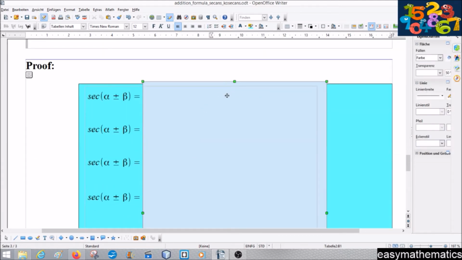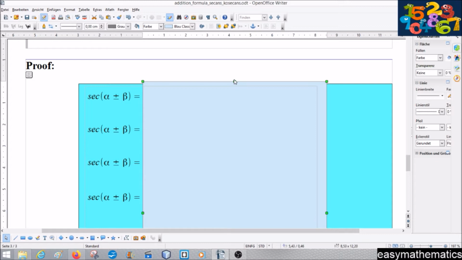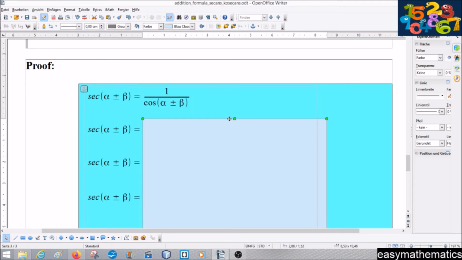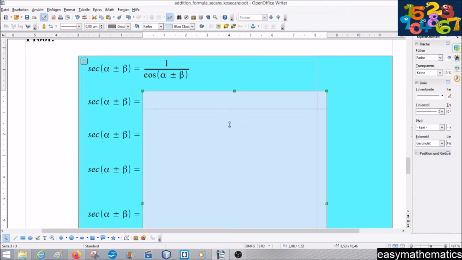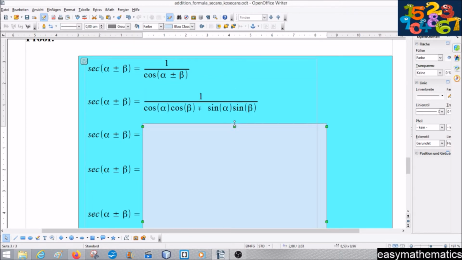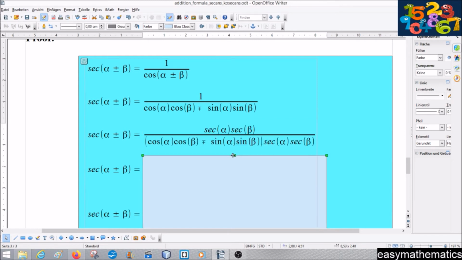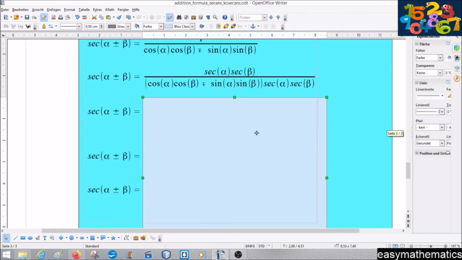Okay, the first step is, of course, we want secant of alpha plus minus beta. And secant is by definition 1 over cosine. And for cosine, we already have the addition formula. This is this one, so 1 over cosine alpha times cosine beta minus plus sine alpha sine beta. And now what we do is, it may be a good idea to extend this ratio with secant alpha times secant beta. And now we have to be careful.